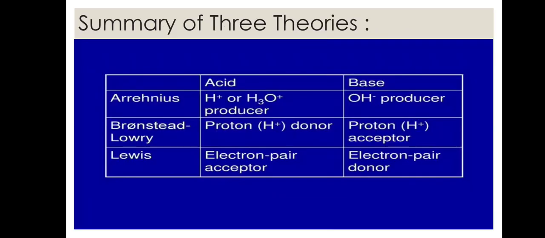So let's summarize what we have learnt in this lecture. We learned three theories about acids and bases. The first theory was Arrhenius's theory. According to Arrhenius, an acid is an H plus ion producer and a base is a hydroxide ion producer. The second theory was the Bronsted-Lowry theory. According to Bronsted and Lowry, the acid is the proton donor and the base is the proton acceptor. And according to Lewis, the electron pair acceptor is the acid and the electron pair donor is the base. So you have to memorize these three theories and write them in your chemistry notebooks.